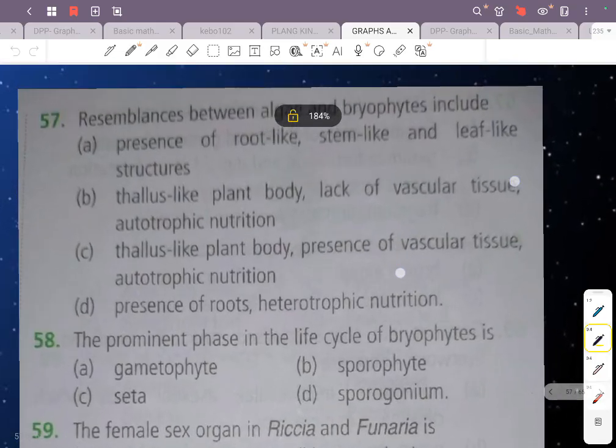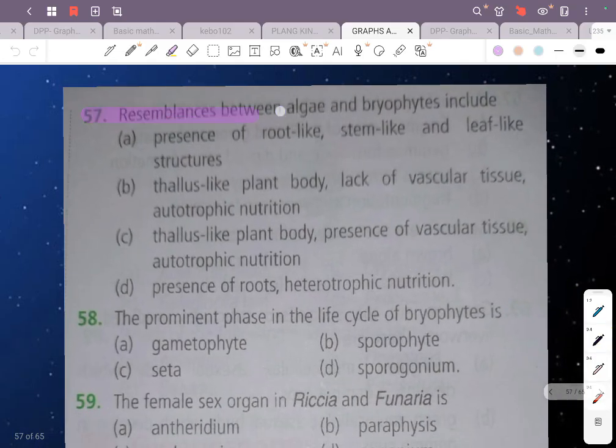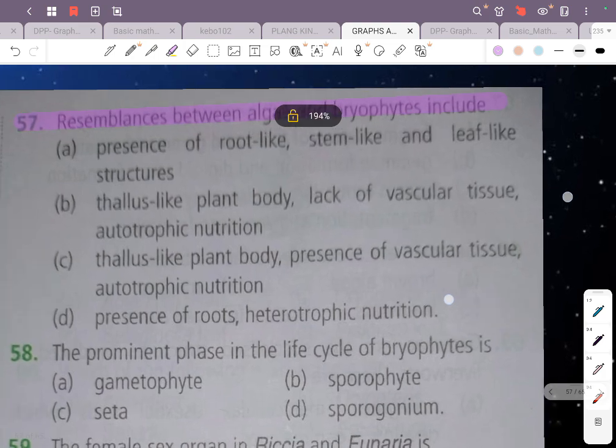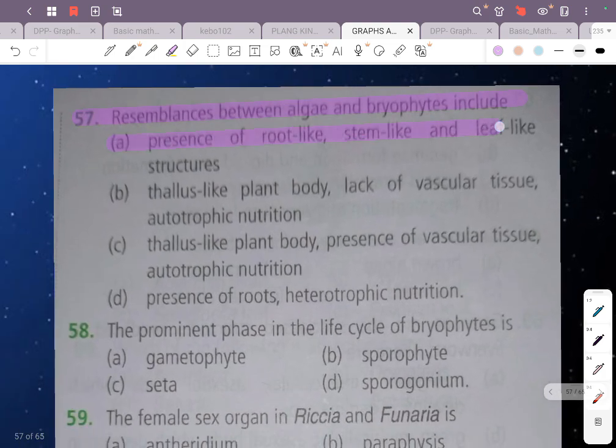Now the next question that we have on our screens is: resemblance between algae and bryophytes include. What are the resemblances or similarities between algae and bryophytes? What do you think? Is it A, presence of root-like, stem-like and leaf-like structures? Is it B, thallus-like plant body, lack of vascular tissue and autotrophic nutrition? Is it C, thallus-like plant body, presence of vascular tissue, and autotrophic nutrition? Or is it D, presence of roots or heterotrophic mode of nutrition? What do you think? Now, first let's eliminate and arrive at the answer rather than me straight away giving the answers to you.